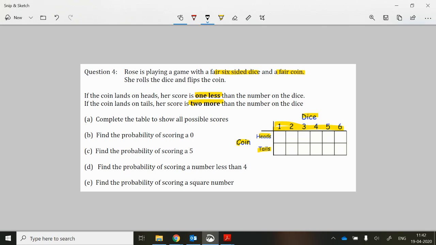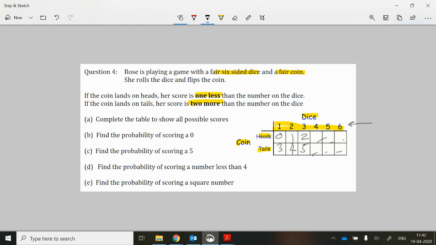So if her coin lands on heads, her score is 1 less. So 1 less is going to be 0, 1, 2. It's just 1 less than these numbers up here. And if the coin lands on tails, her score is 2 more. So 2 more would be 3. We've got 4, 5. So 5 is 2 more than 3, and so on. Okay, so I've just added 2 onto the ones above. Okay, and you can finish those ones off yourself.